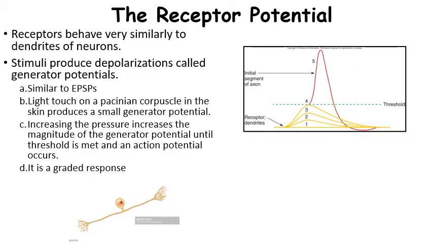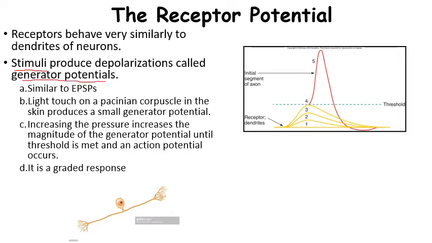In the nervous system lecture, we talked about graded potentials and how graded potentials, if strong enough to reach threshold, cause an action potential. So receptors behave similar to the dendrites, where we see those graded potentials. The stimulus, whatever the stimulus is for the receptor, causes generator potentials, those graded potentials.